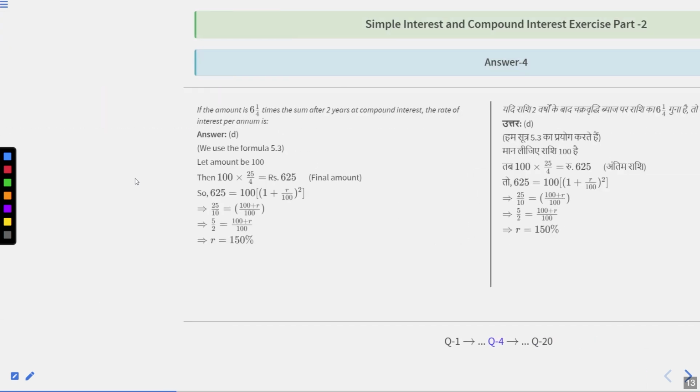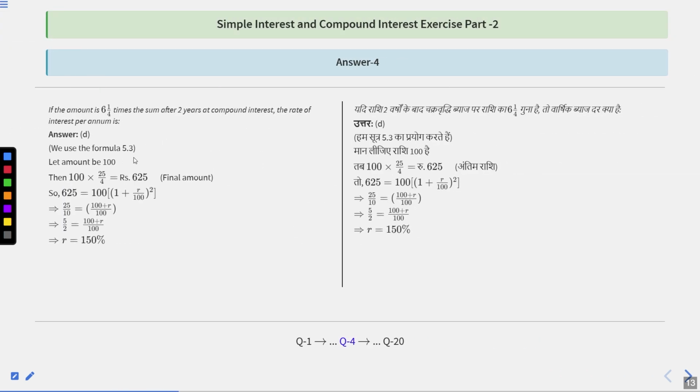Time's up. Let's see the solution. Now, if we let the principal amount be 100, clear? So it will become 6 and 1 by 4 times. So what will the amount become? It will become 625, the final amount. So the question says that after 2 years of compound interest, clear?